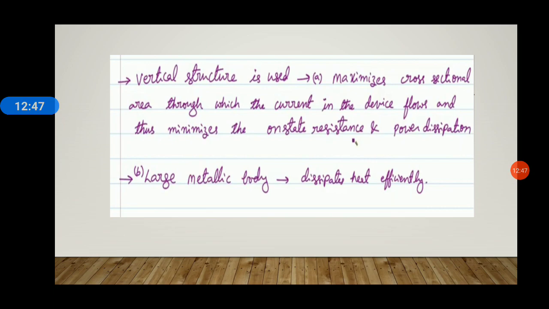Now, the vertical structure also minimizes the thermal resistance of the transistor, because it is vertical in structure, it will have a large metallic body which will help in dissipating heat efficiently. As mentioned before in the starting of the video, as a BJT or power BJT handles a large power, it needs to dissipate heat, and as it has a vertical structure, it will have a large metallic body which will dissipate heat efficiently.